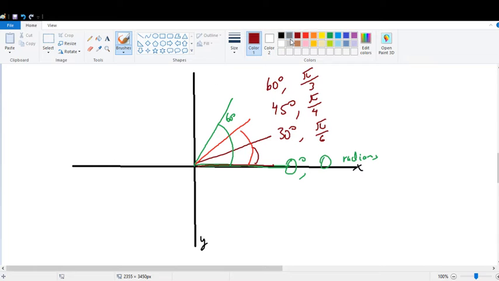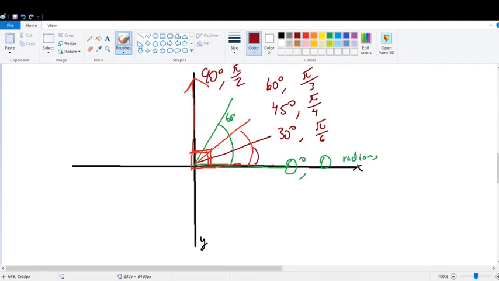What if I have another angle? Let's say that I have this angle here, which we know is 90 degrees. Well, 90 degrees times pi over 180 is equal to pi over 2 radians.